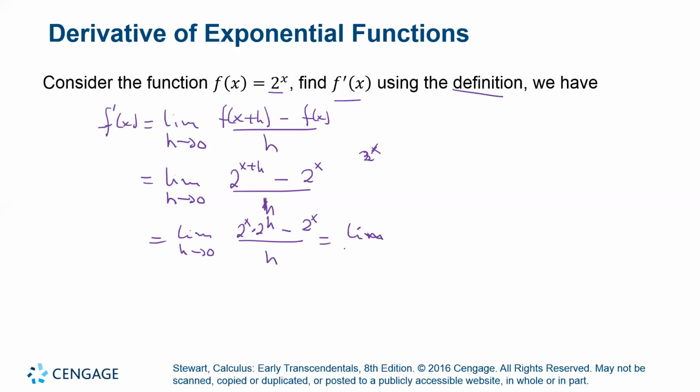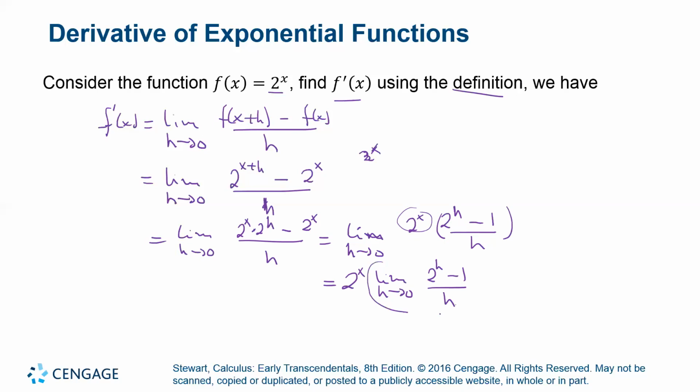Okay, the limit as h goes to 0. We factor 2 to the x out. Okay, then we have 2 to the h minus 1 over h. All right, now this factor doesn't depend on h, so we can bring it outside and write it as 2 to the x, then the limit as h goes to 0 of 2 to the h minus 1 over h. So the question is, what does this value equal? So we're going to use a table to find these values when h is small. Okay, so in the next slide.